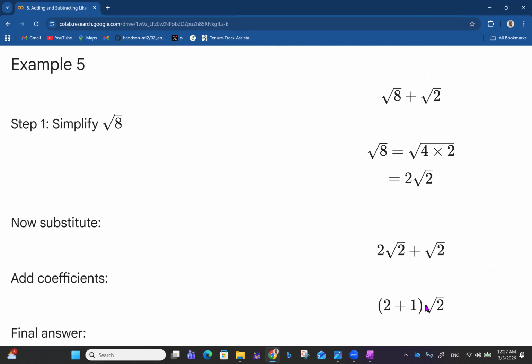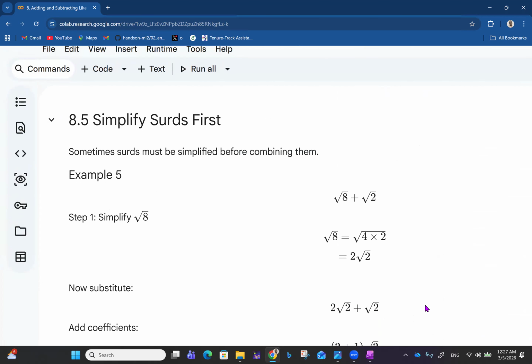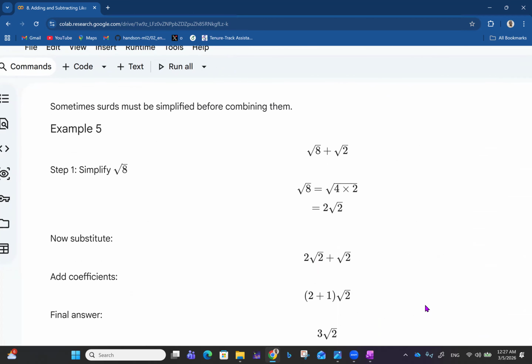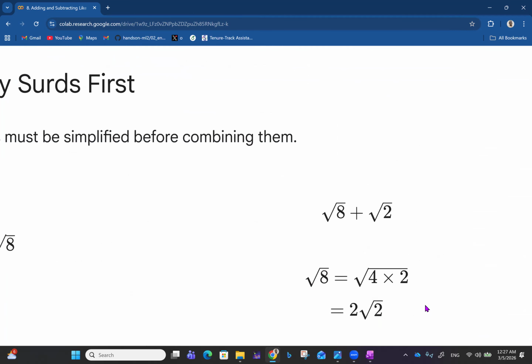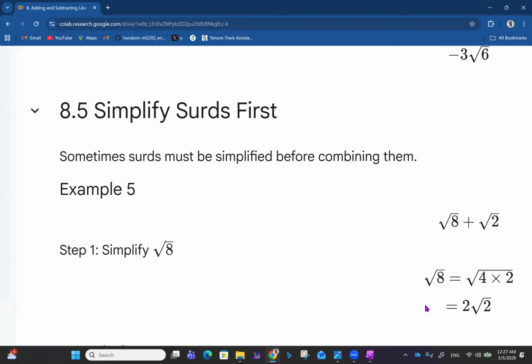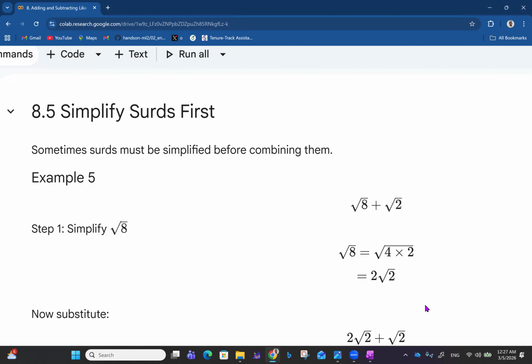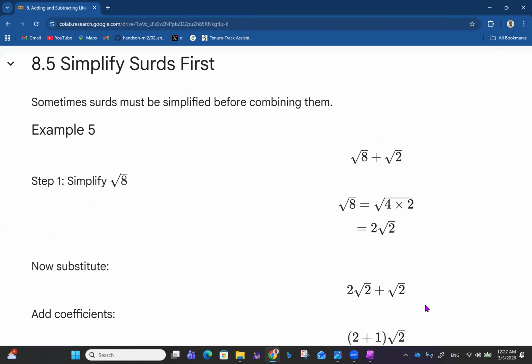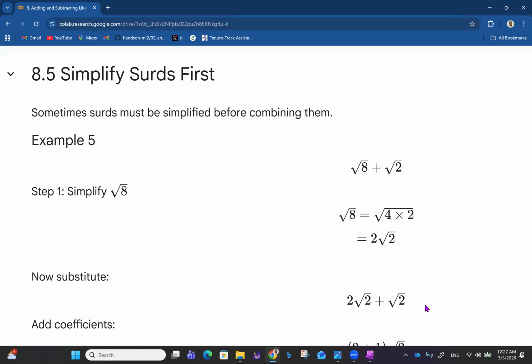So let's talk about simplifying surds first. So sometimes you don't have the surds in their basic form, as you're going to learn very soon, or as we've learned in the previous video. So sometimes you may need to simplify the surds first before you add or subtract. So imagine this case now. Sometimes surds must be simplified before combining them.